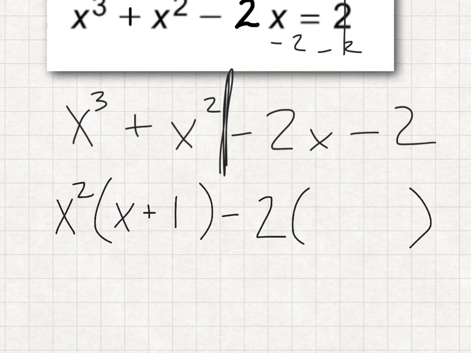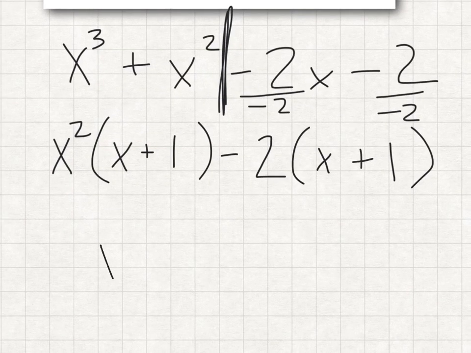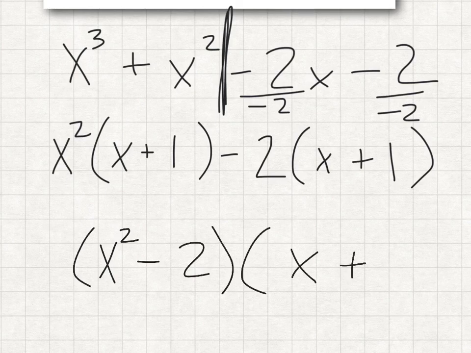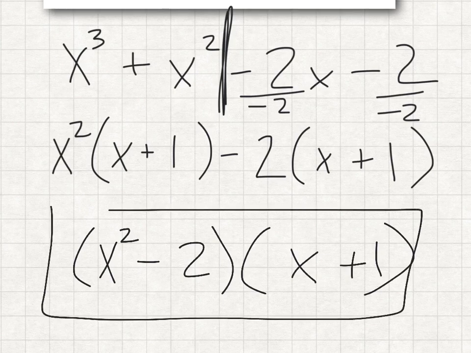So what are we left with in our parentheses? So we divide -2 from both of these. What's -2 divided by -2? +1. So what's our answer going to be? Perfect. X squared minus 2 times x plus 1. Yes, this is part 2.